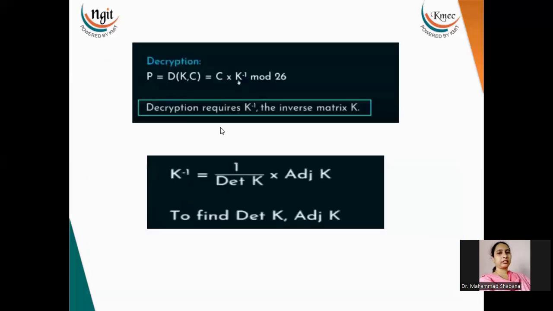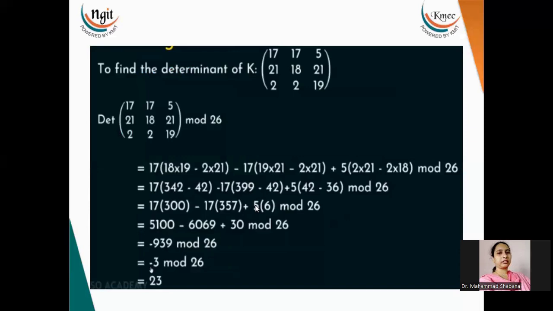Let us decrypt the same one here. The reverse of encryption is decryption. The decryption requires K inverse, that is the inverse of the matrix K. To find the inverse of the matrix K, we are applying the formula 1 by determinant K into adjoint K. Let us find the determinant and adjoint here.